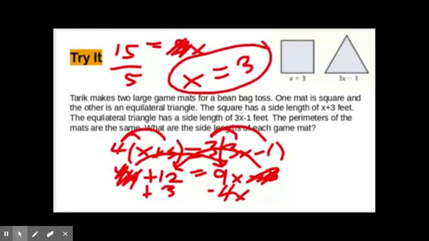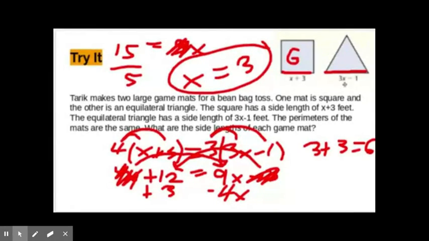Now the next step is they want to figure out what the side lengths of each game mat are. So now that we know what x is, we want to figure out what is this side length, and then what is this side length. So we can see that for the square, we're using that x plus 3 for one side length, and since we figured out that our x was 3, we would just plug that into the equation, and so we can see that 3 plus 3 is equal to 6, so the side length of the square would be 6.